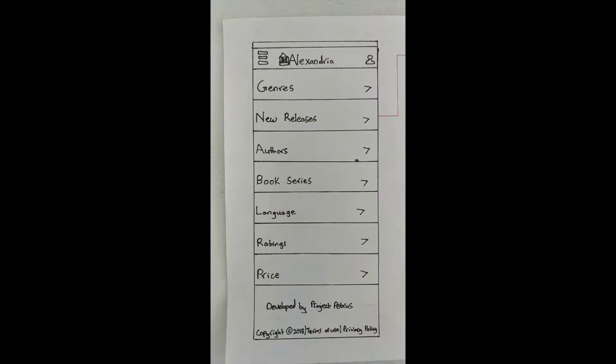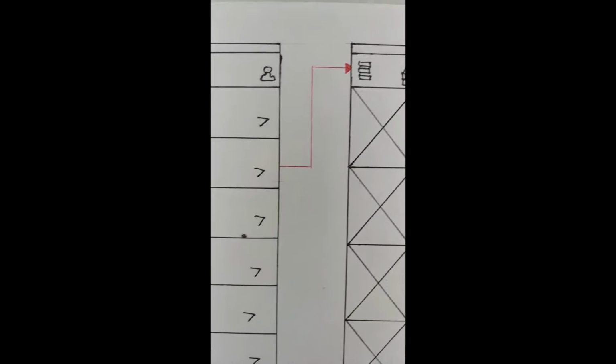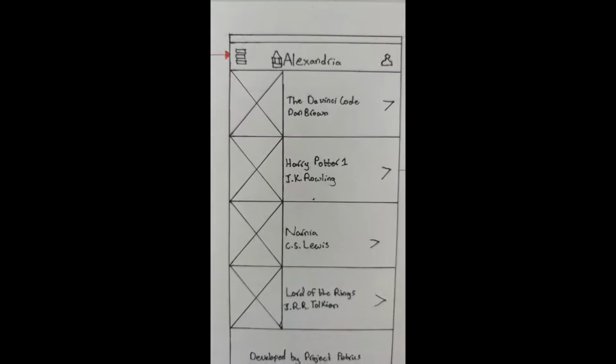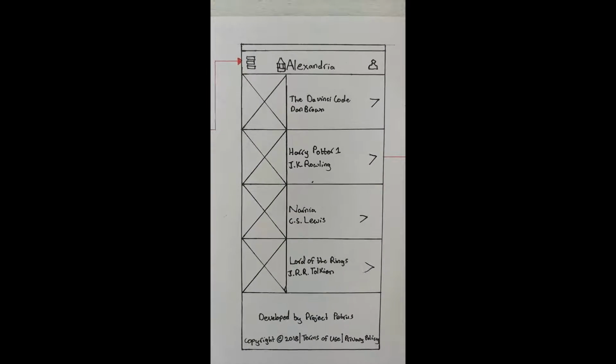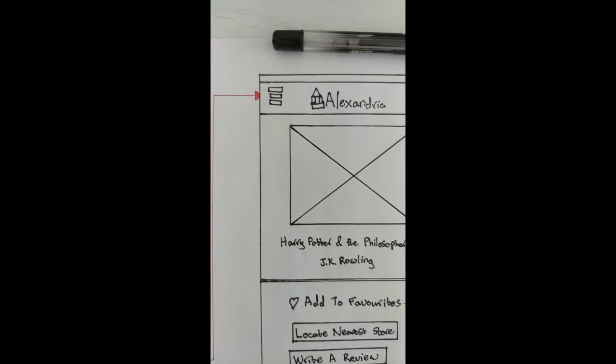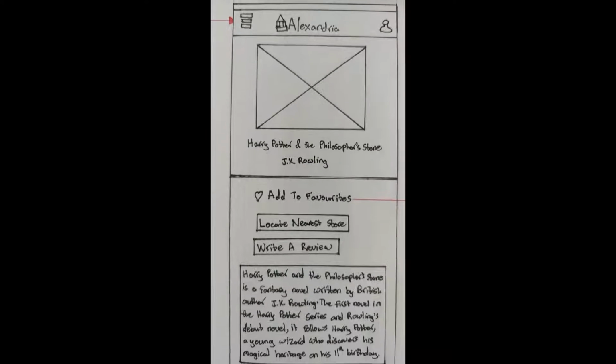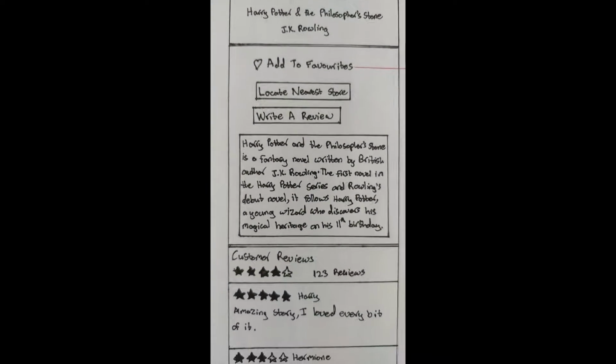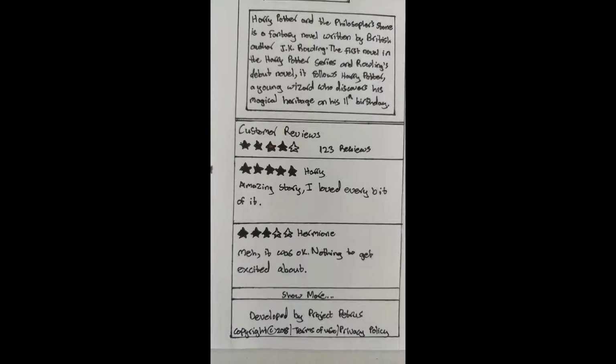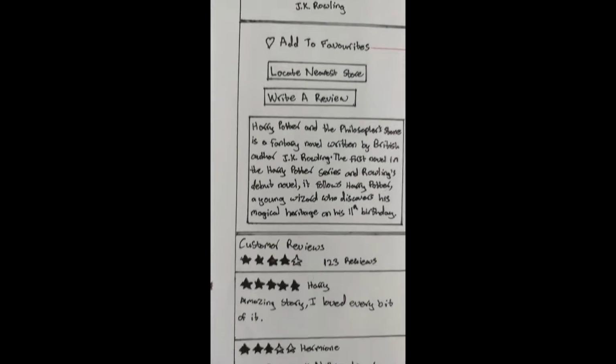The Catalog page can be used to filter books between different categories. This is the filtered view for one category. From here, the user can select one book and the book details will be shown. The user can add this book to favorites, locate the nearest store, write a review, or view other reviews made by other users.